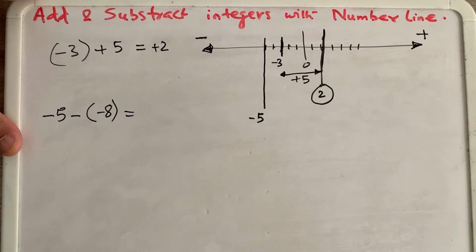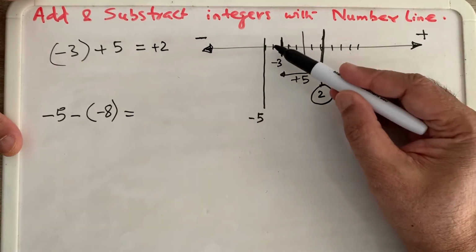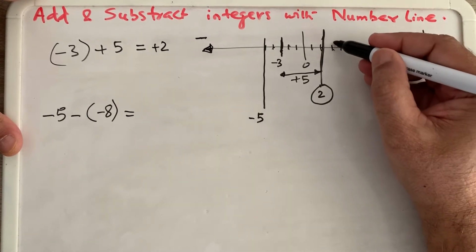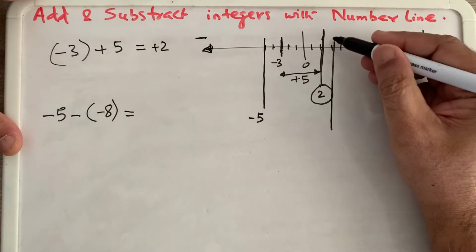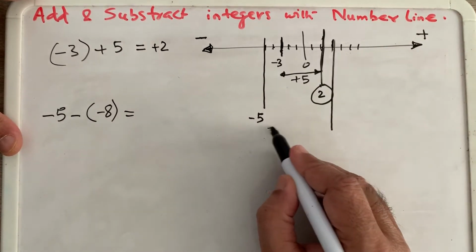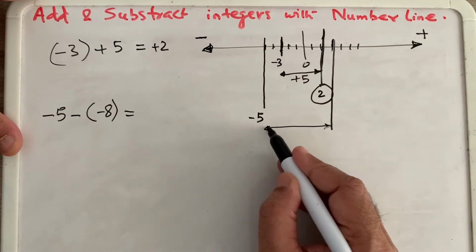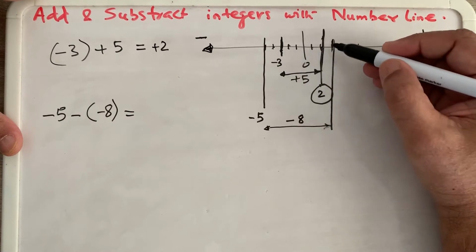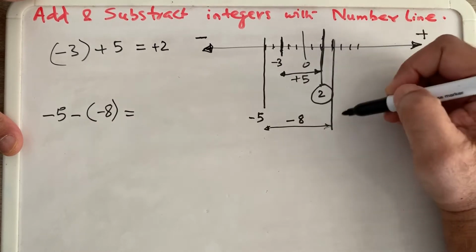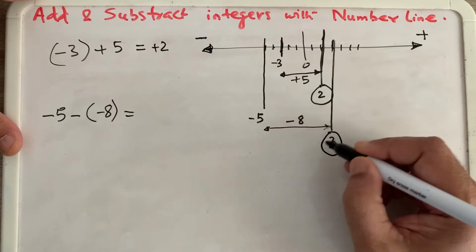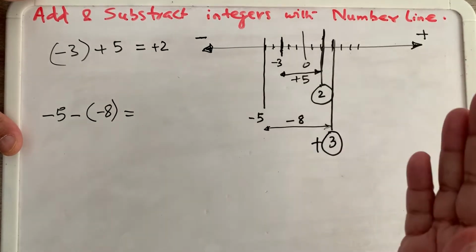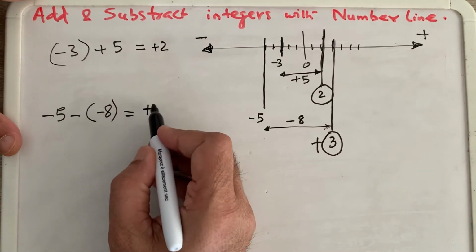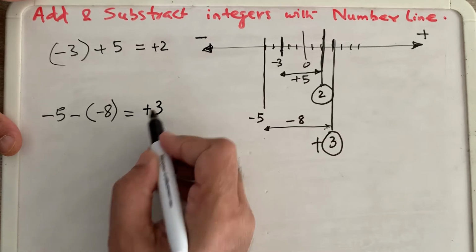Which way do I have to move? I have to move to the negative side. 1, 2, 3, 4, 5, 6, 7, 8. Where am I? I am here, right? When I move -8, I am here. Where am I? 0, 1, 2, 3. I am at 3, and this is my plus side, right? Because I am on the right side, or positive side, of the integer. So my answer here is plus 3, right?